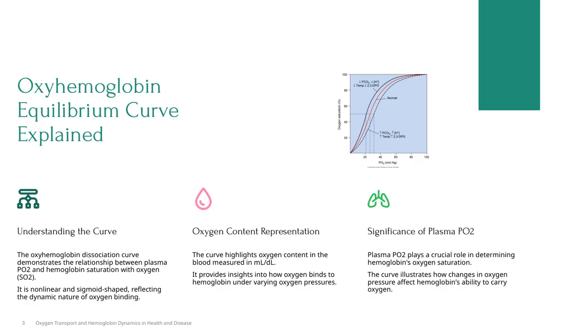This brings us to the significance of plasma PO2. It plays a critical role in determining how much oxygen hemoglobin can carry. The curve shows us clearly that small changes in oxygen pressure can lead to significant shifts in oxygen saturation, which is essential for understanding how oxygen delivery adapts during different physiological states or in disease. In essence, this curve explains the dynamic and efficient way our blood transports oxygen, balancing loading in the lungs and unloading in tissues, ensuring our cells get the oxygen they need to function properly.